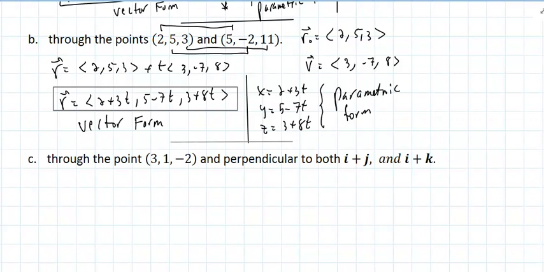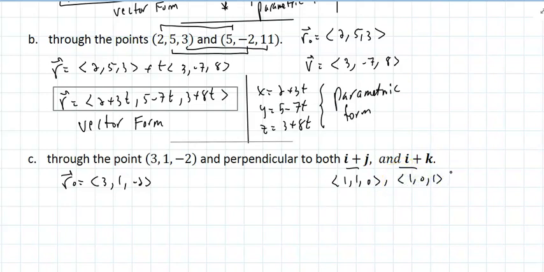How about this line? I want a line through the point. Okay, the point, that's very good. They gave me the point. They always do. There it is. I just make it a vector from the origin. Now I need the direction. I need this line to be perpendicular to both of those. Well, how am I going to do that? I need it to be perpendicular to 1, 1, 0 and 1, 0, 1.